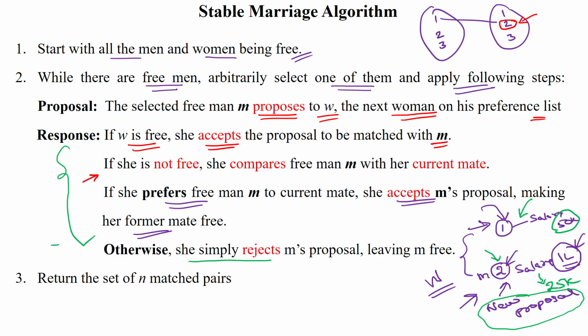So like this, we have to keep on repeating this until there are no free men available in the men's group, right? So here we will check the second one, then we will check the third one. After completing this, we have to return the maximum matching pairs.